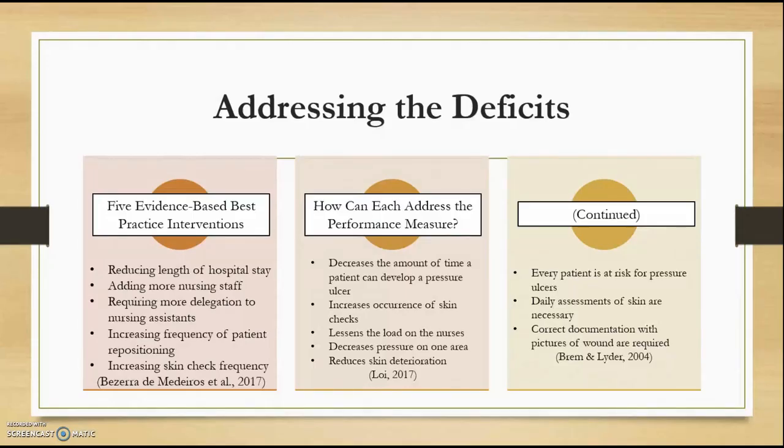Hi, I'm Baylor Luck, and I'm going to be talking about addressing the deficits. First off, we have 5 evidence-based best practice interventions, and those are reducing length of hospital stay, adding more nursing staff, requiring more delegation to nursing assistants, increasing frequency of patient repositioning, and increasing skin check frequency. And those all came from the Becerra de Medeiros article.